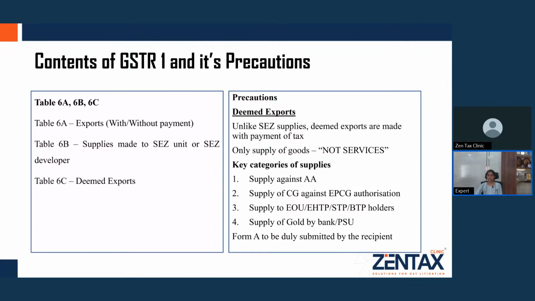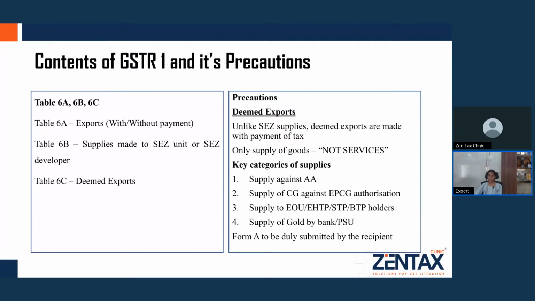When a supplier provides goods to an exporter holding an advance authorization license used for producing export products, that will be treated as a deemed export, because the goods supplied by the taxpayer to the person holding an advance authorization license, who is further engaged in the manufacturing of export products, are directly used in the manufacture of the export products. So that will be treated as a deemed export.